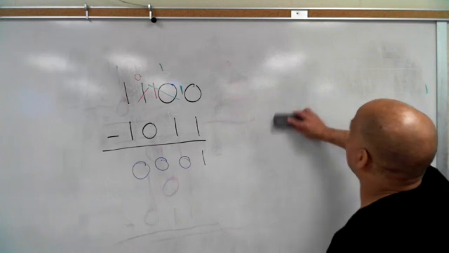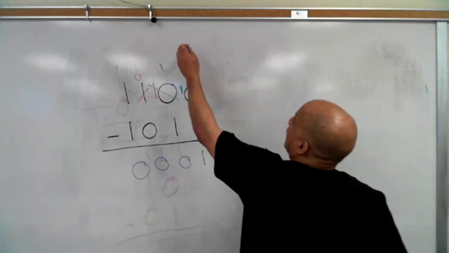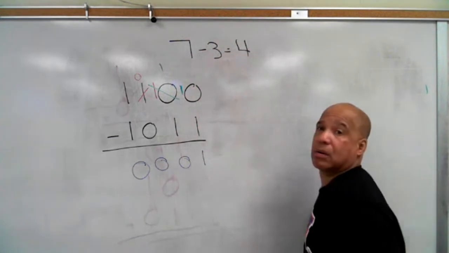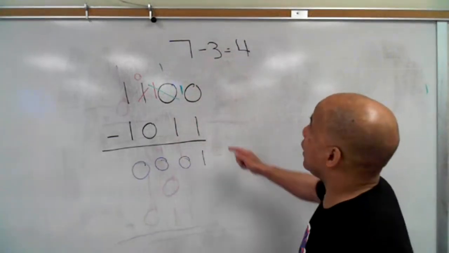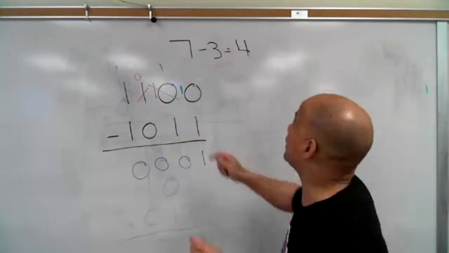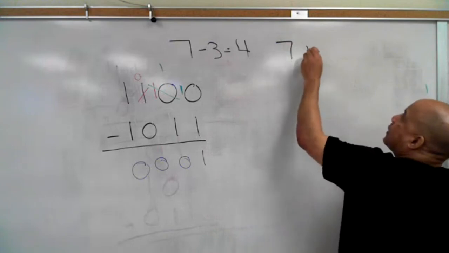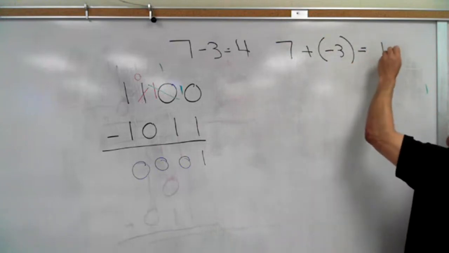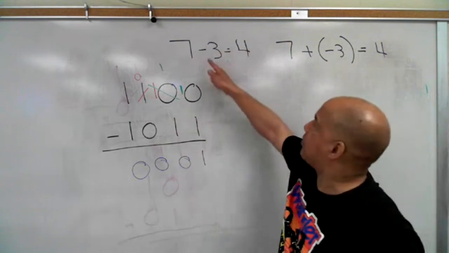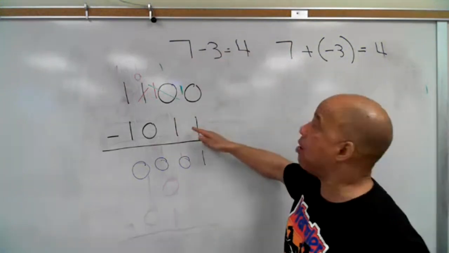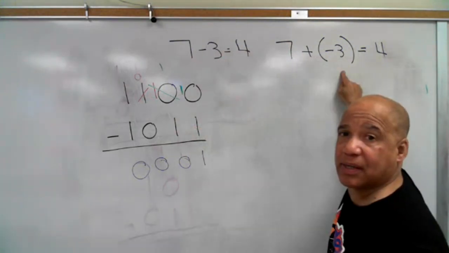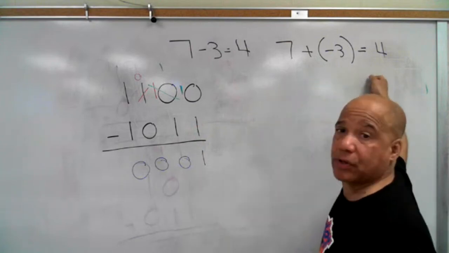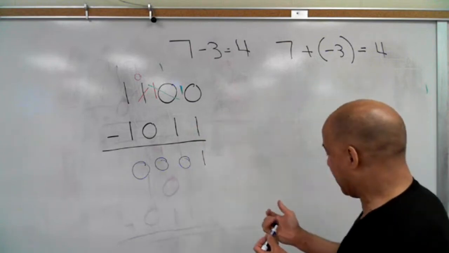If you're subtracting, say, 7 minus 3, you know the answer is 4. But you can do it another way. You can do this in terms of addition. You can say 7 plus the opposite of 3 equals 4. So I can do direct subtraction, which is what we've done here, or I can add the opposite. And the opposite in binary is the 2's complement. And I can get the same answer. So another way to do this would be like this.